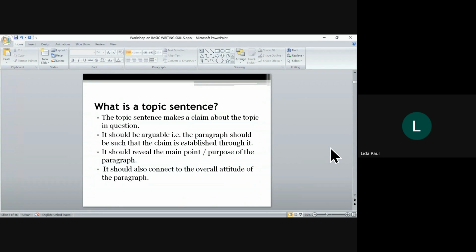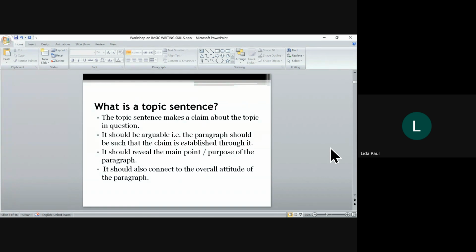So topic sentence, as the name suggests, is the sentence in a paragraph that gives you the claim of the topic. It makes some claim about the topic of that particular paragraph, right? So what does it mean? It's basically something that directly communicates the main point or the purpose or what is in question. What am I writing about? It declares the topic to the reader. This is the reason why we call it topic sentence.